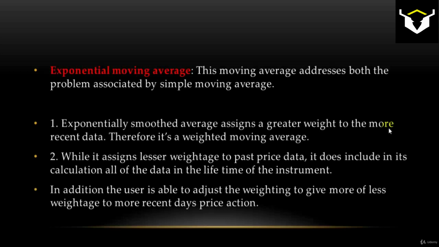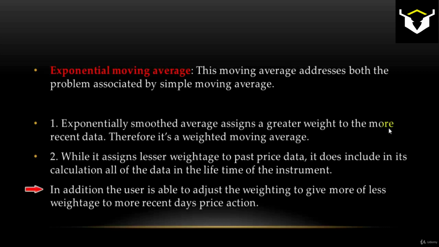In order to correct the problems of simple and weighted moving average, a new set of averages was identified called exponential moving average. This moving average addresses both problems associated with simple moving average. First, the exponentially smoothed average assigns greater weightage to more recent data. Therefore, it's a weighted moving average. Second, while it assigns lesser weightage to past price action, it makes sure that it includes in its calculation all of the data in the lifetime of the instrument.